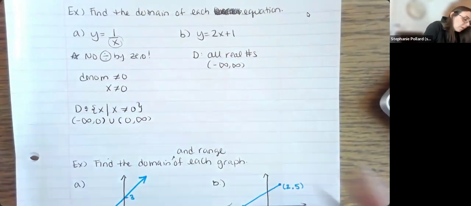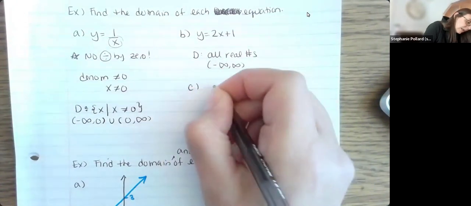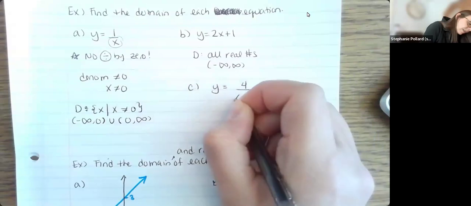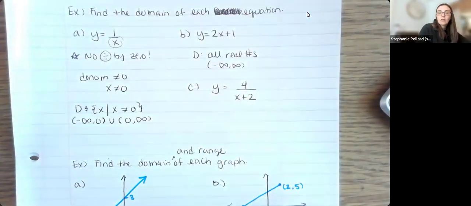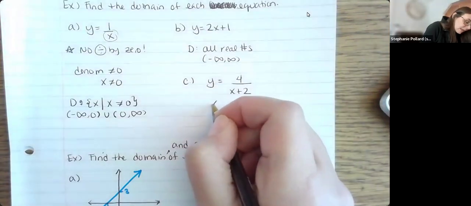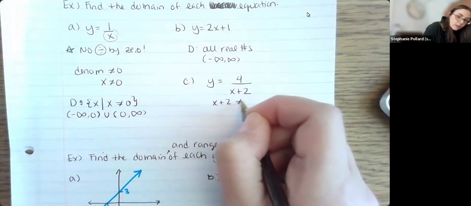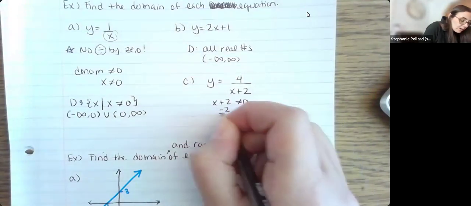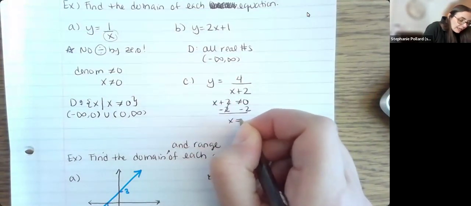Let me throw in one more that actually does have a denominator, just so you can see it. What if I have something like y is equal to 4 over x plus 2? Again, I have a denominator there, so I need to make sure that x plus 2 is not equal to 0. You may have to do a little bit of solving here. So x cannot be negative 2.